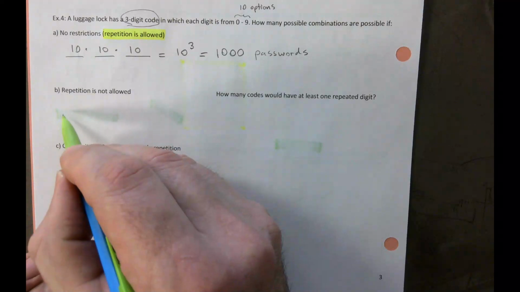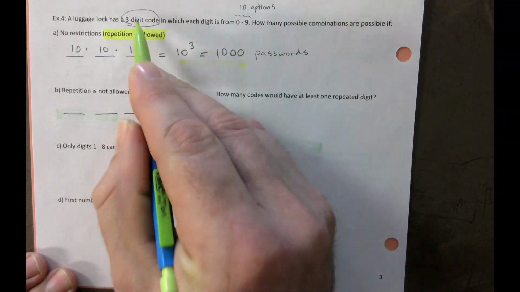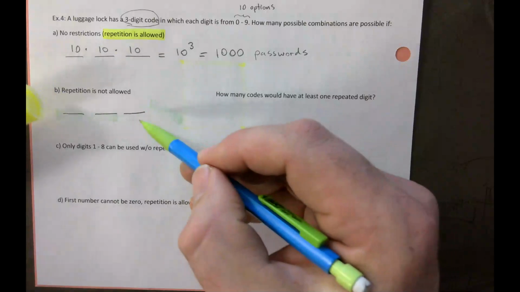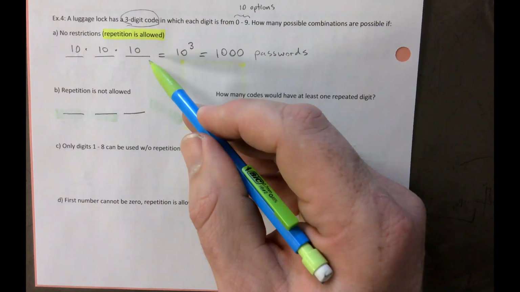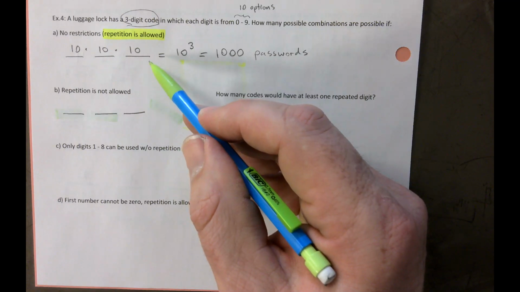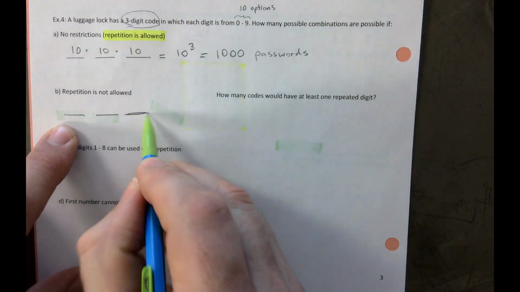Repetition is not allowed. How would this change? So you're still back to the original 3-digit code, but now they're putting a restriction on you. By the way, nowadays they do that more and more, right? When you create an account online, it must have this, it must have that, right? Those are restrictions. You can't just do whatever you want. Okay, so repetition is not allowed.